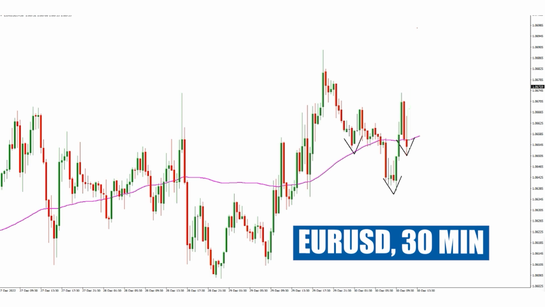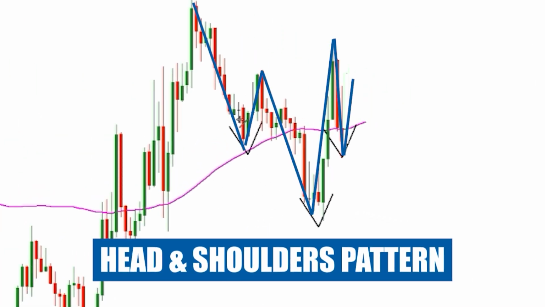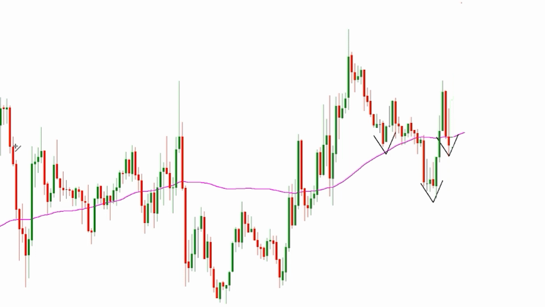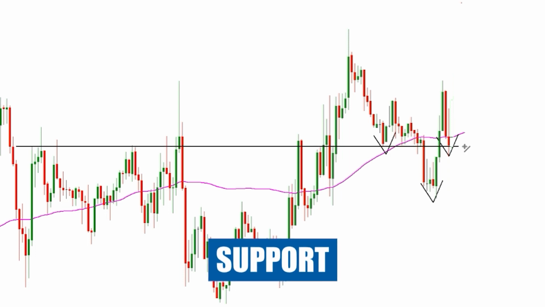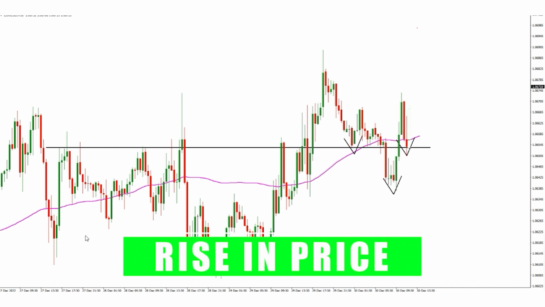So here we are looking at the EUR/USD on the 30-minute chart. We have the formation of a head and shoulders pattern here. We've got the left shoulder here, we've got the head here, and we've got the right shoulder here. We also have this previous area of resistance now turned support. So these things could indicate there could be a rise in price of this currency pair.